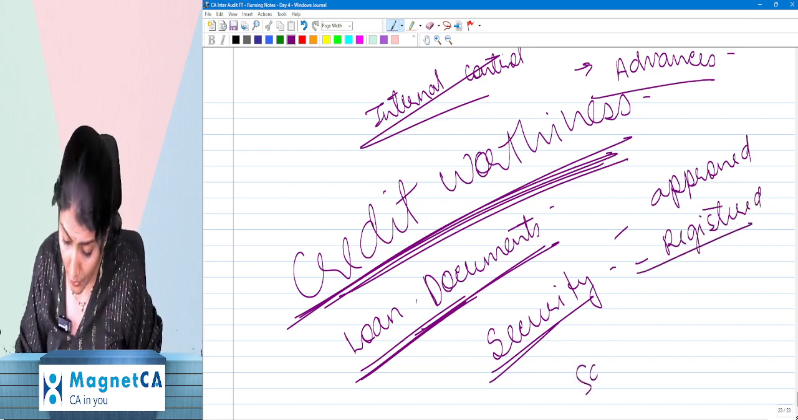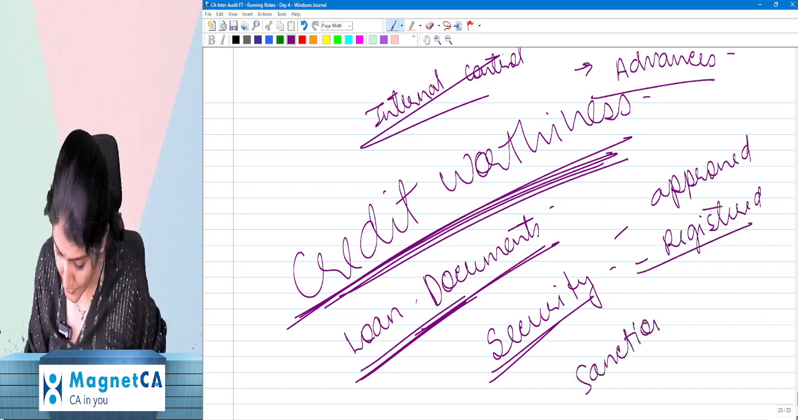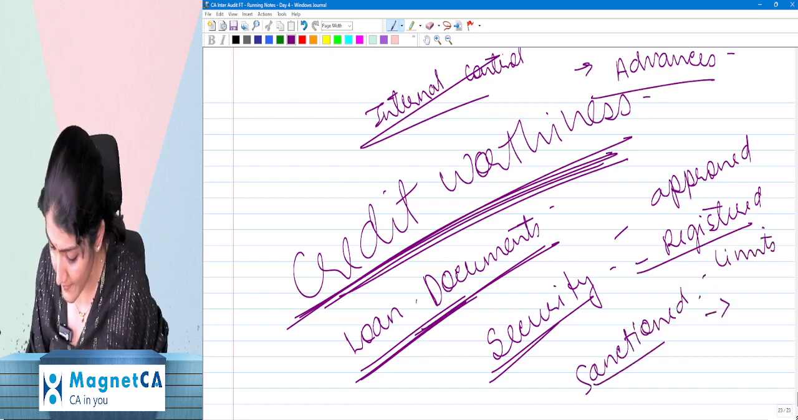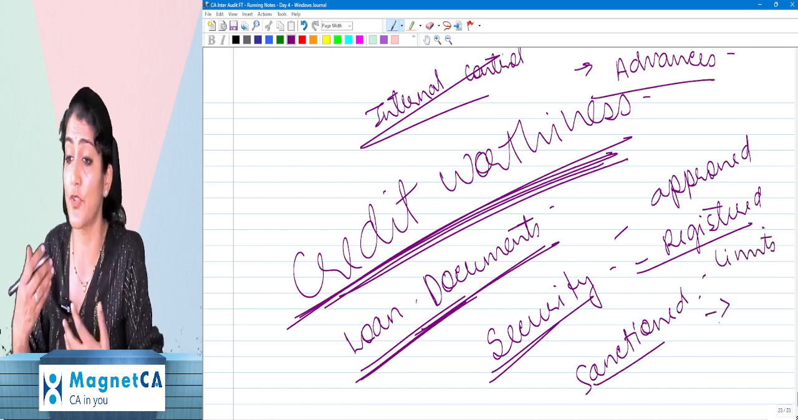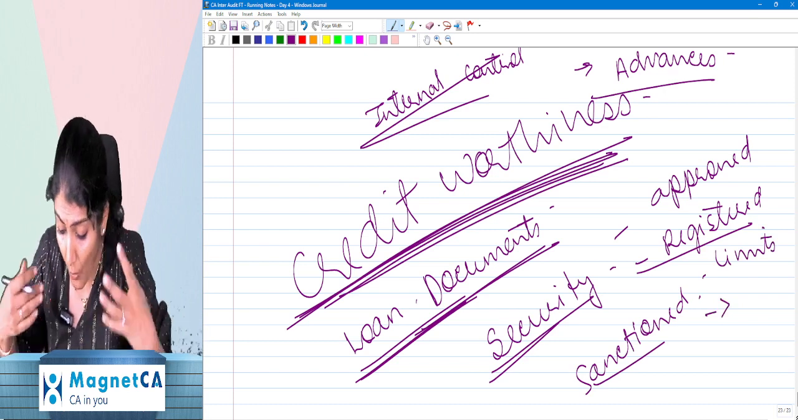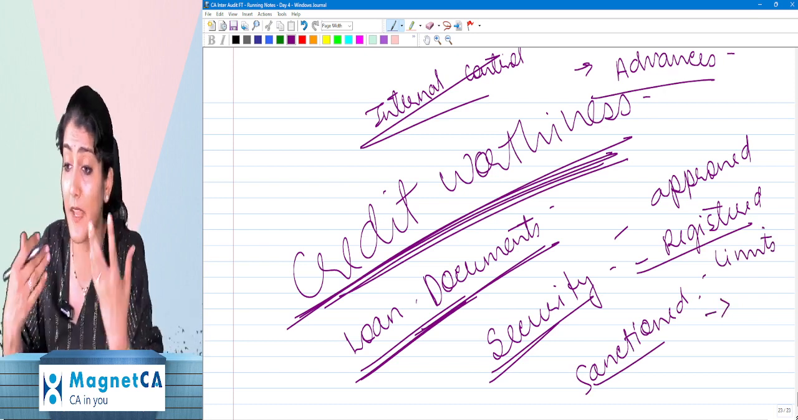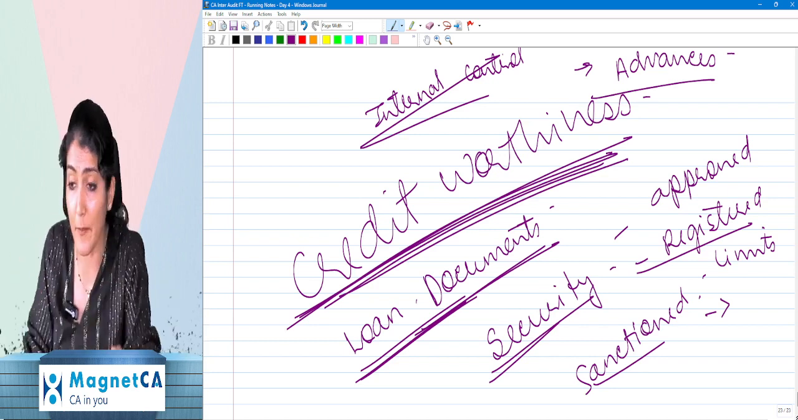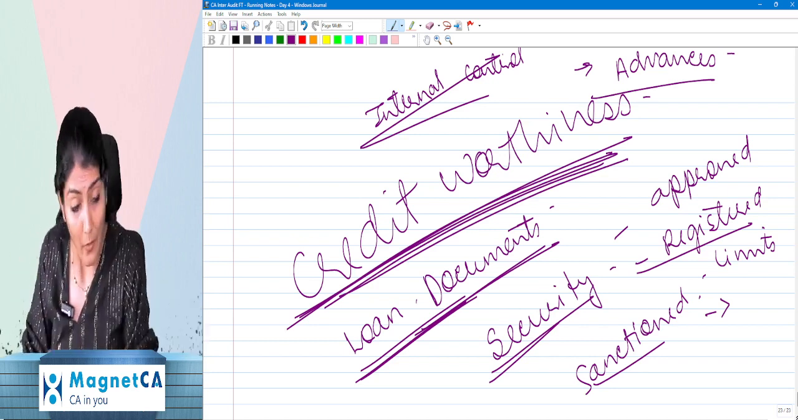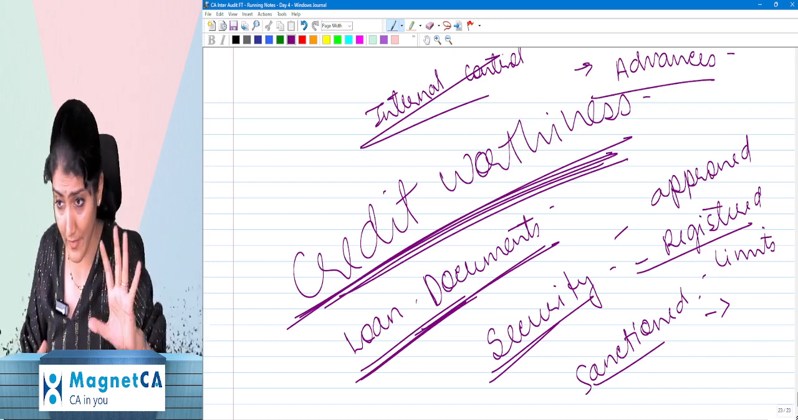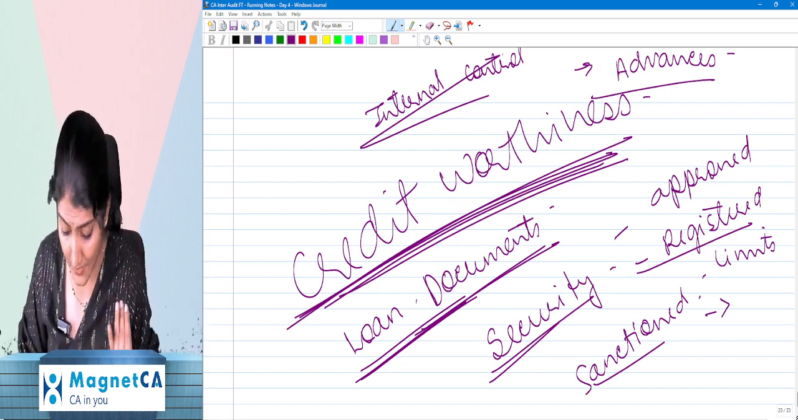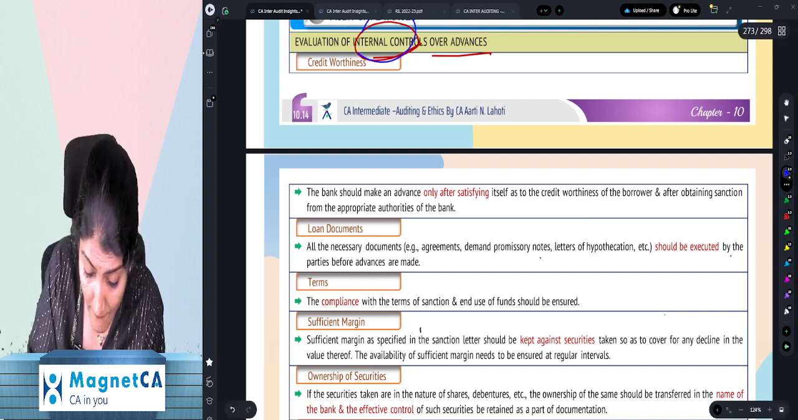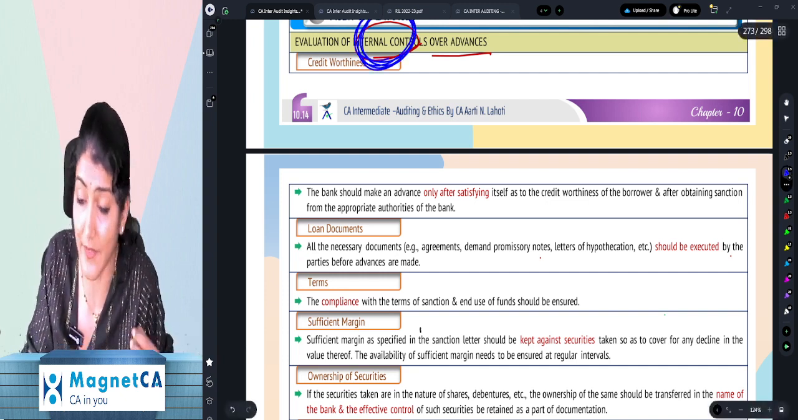Then based on all of this, the loan will be sanctioned. And again, it should be sanctioned within the limit. If it has exceeded the limit, then an objection should be raised. So this is all at the time when the loan is being given. After the loan has been given, they will check whether the repayment of the loan is done on time, whether the market value of the security is proper, or whether there is any erosion in the value of security. So that is where we talk about the evaluation of the internal control.